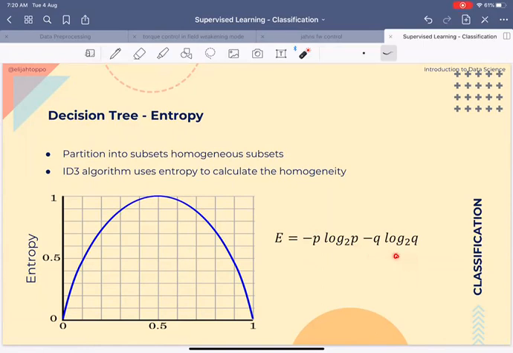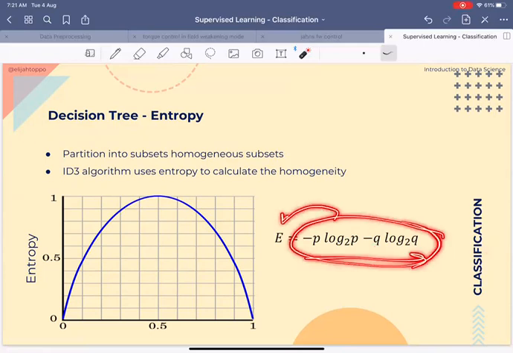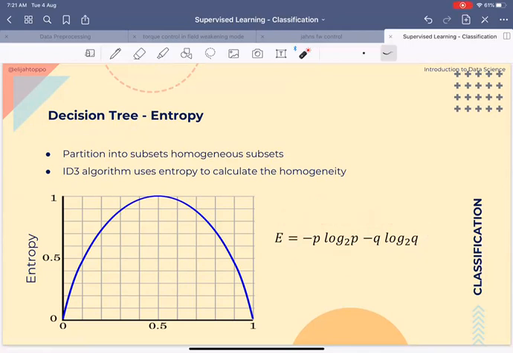If I have two sets, zeros and ones, then I'll say minus probability of being a 0 into log 2 of probability of being a 0, minus probability of being a 1 into log 2 of probability of being a 1. If I had multiple classes, like 0, 1, 2, 3, 4, 5, I will take the probability of 0, probability of 1, probability of 2, probability of 3, and so on, and add all of those values, and that gives me the entropy of my system. So entropy is just a measure of homogeneity. More homogeneous, the lesser the value, closer to 0. Less homogeneous, meaning more mixed, the higher the value, like 1.